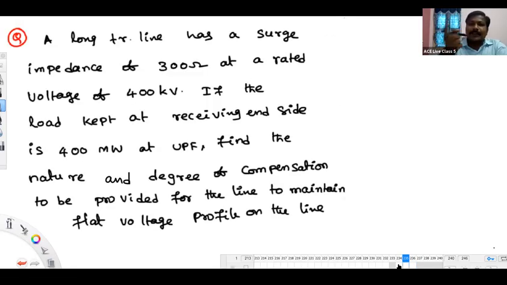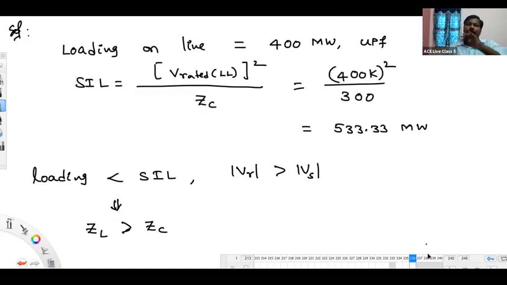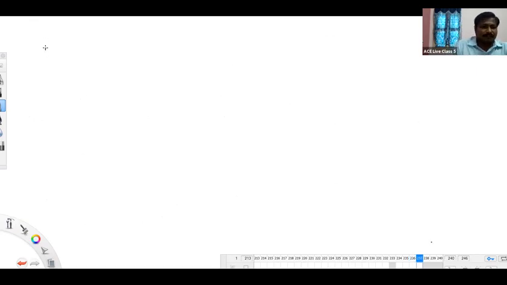Increasing the surge impedance means we have to provide compensation. To what value do we have to do that? We should calculate the load impedance with the help of the 400 megawatts by assuming the receiving end voltage as 400 kV, because in future the voltage will be 400 kV only, after providing the compensation. So let's see.